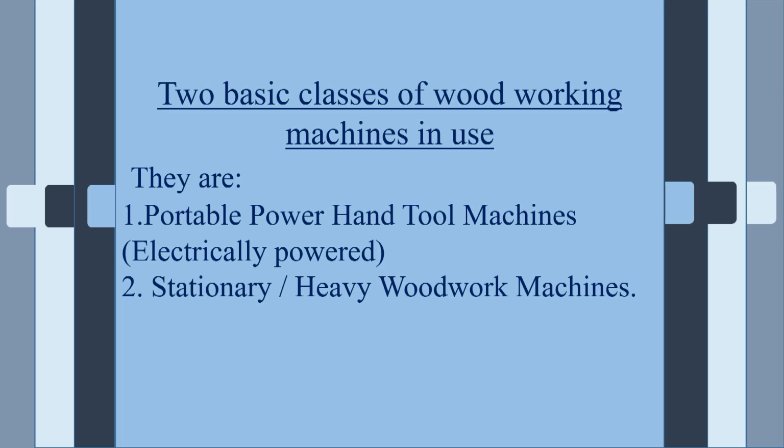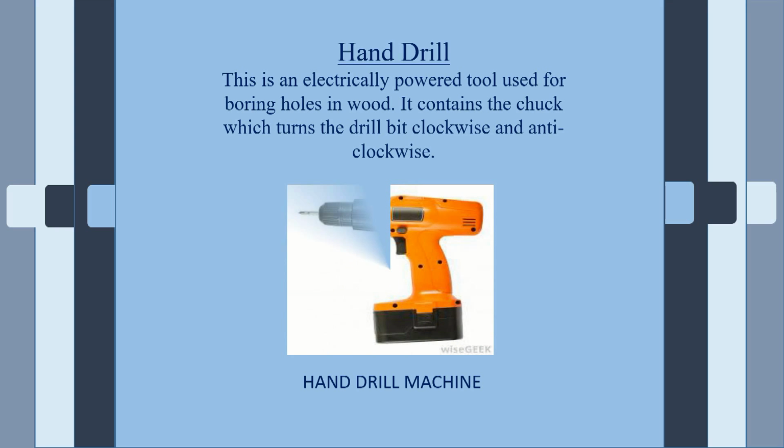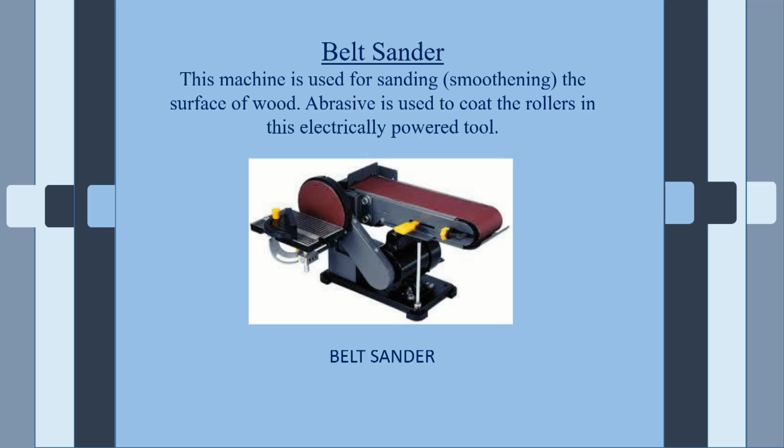Now, moving on to the hand drill. Hand drill, this is an electrically powered tool used for boring holes in wood. It contains the chuck, which turns the drill bit clockwise and anti-clockwise. Belt sander. This machine is used for sanding or smoothing the surface of wood. Abrasive is used to coat the rollers in this electrically powered tool. Below we have the diagram of a belt sander machine.